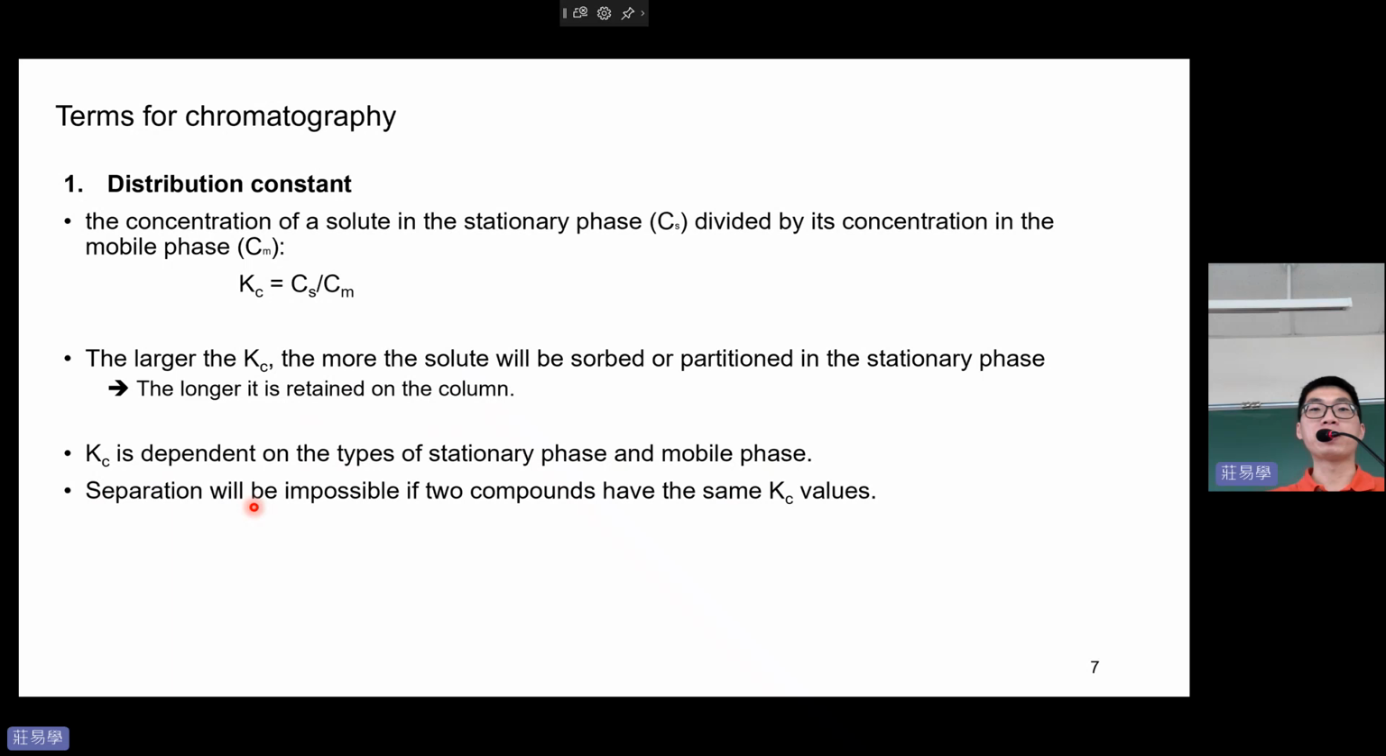The separation would be impossible if two compounds have the same Kc values.